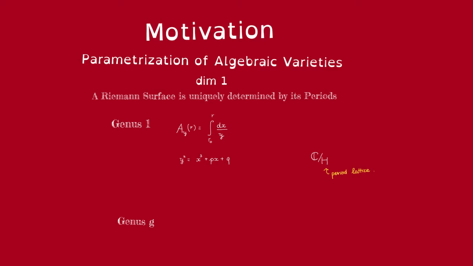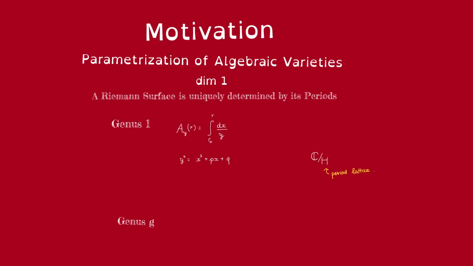So, why are we interested in periods and Hodge structures? Well, one of the key reasons is that they're very useful for the parametrization of algebraic varieties. In this video, we're gonna look at some examples in the case of dimension 1, and we'll discuss the story about the higher dimensional cases in later videos.